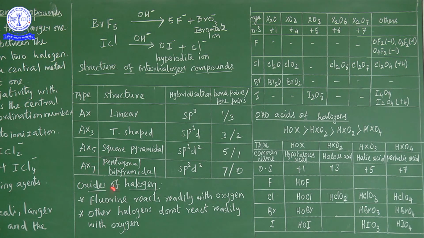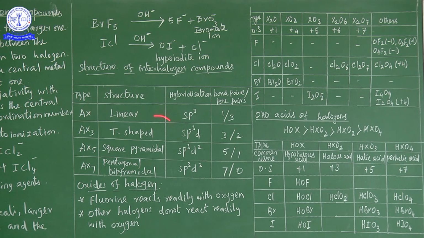Then in AX7 type, the structure is pentagonal bipyramidal. The hybridization is sp3d3. The number of bond pairs is 7 because 7 other halogens are bonded to the central atom. So the bond pairs are 7 and there are no lone pair electrons present.